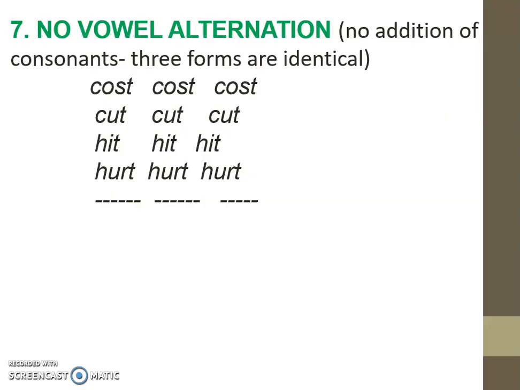addition of sounds. And finally, we have cases like cost, cost, cost, cut, cut, cut, and more examples which you can find out through your dictionaries, where there is no vowel alternation. The three forms are identical, right? So the same vowel is kept for the three forms. So these are phonological processes of vowel alternation, consonant alternation, or addition of consonants.